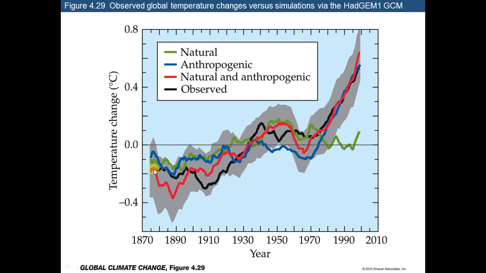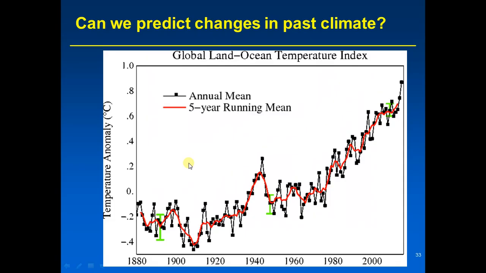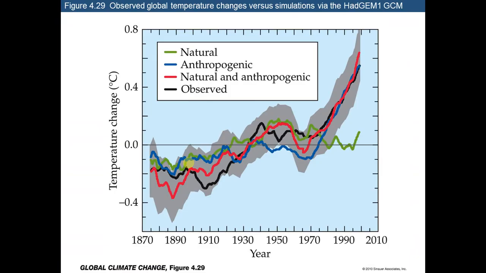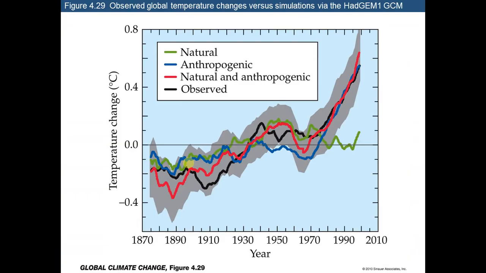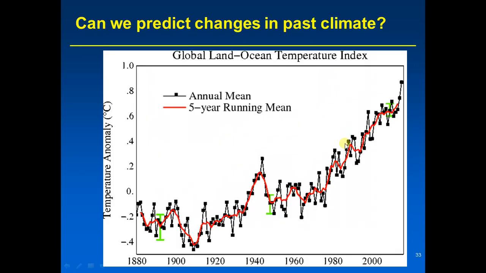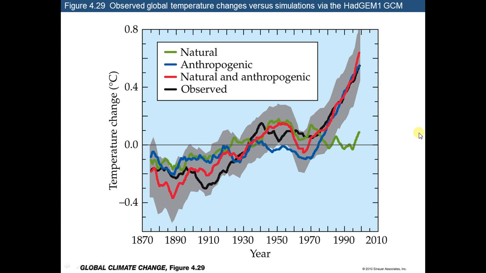So let's take a look. Observations are basically this. You'll see that the observations are very similar to this figure. Temperature decreased slightly from 1880 into the early 1900s, 1910. Then it went up for a few decades. It leveled off from the 40s into the 50s and 60s, as we've seen, and then starting in the 70s, it increased more rapidly than it had been in the earlier part of the 20th century. We've seen that.